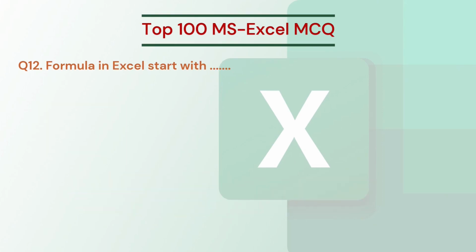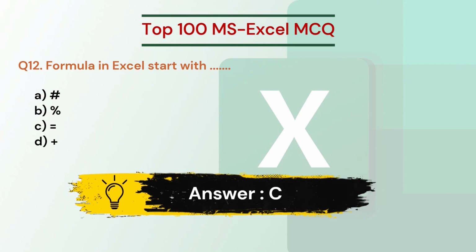A formula in Excel starts with A. Hashtag. B. %. C. Equals. D. Plus. Correct answer is C. Equals.